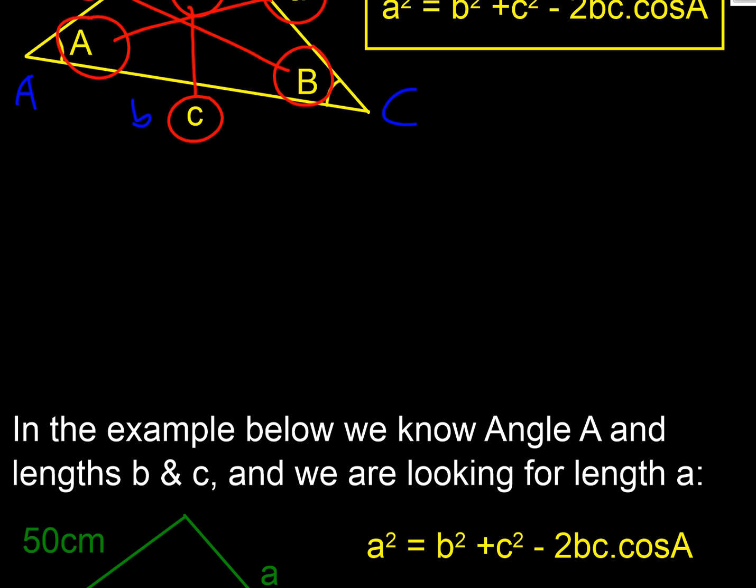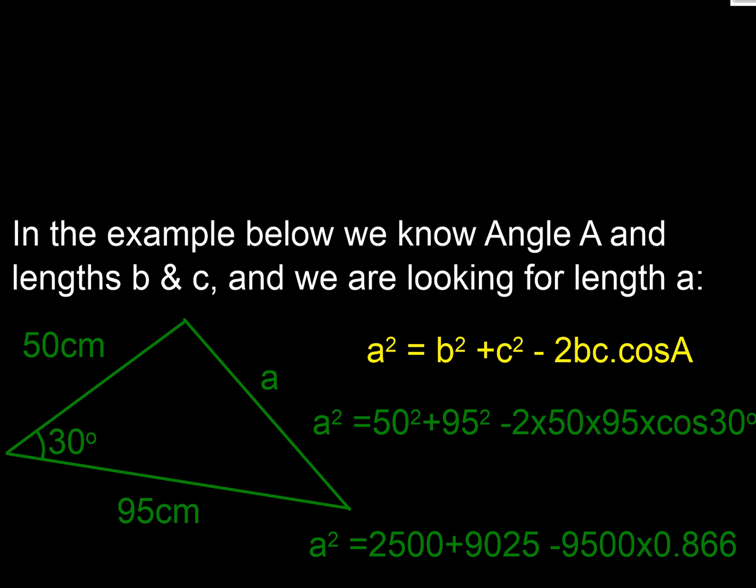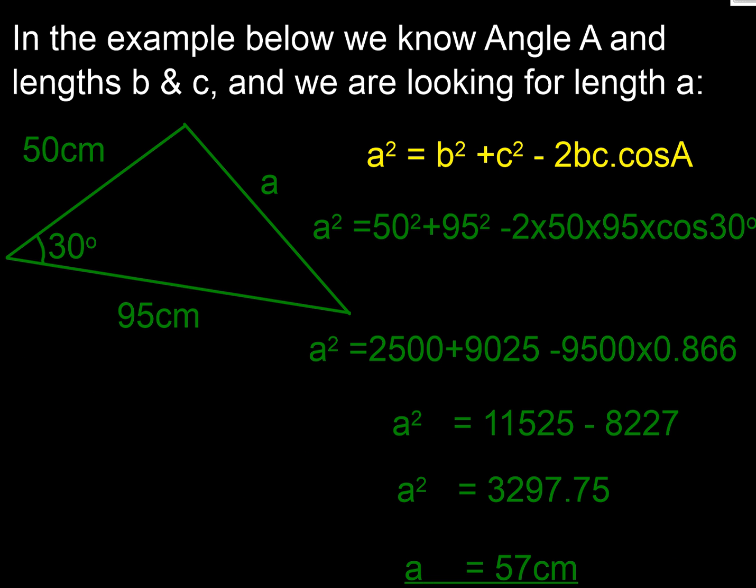Let's use this now with an example problem. Okay, here we have an example where we know these two sides are 50 and 95. That angle is 30. What do we need to find? We need to find this side, opposite angle A. Here's our formula, and we can just put the values in, because we're trying to find a. So we don't know a, but we do know b and c.